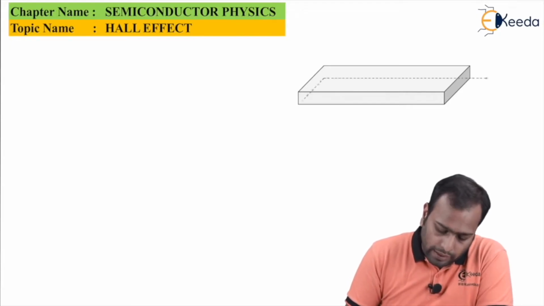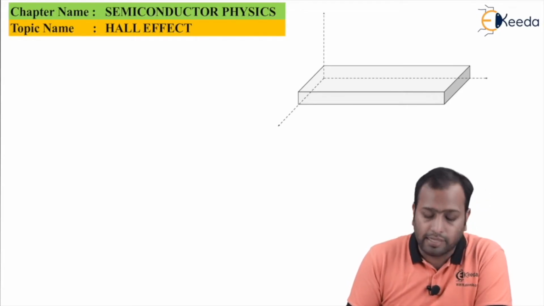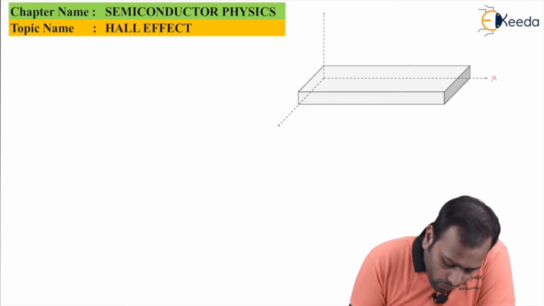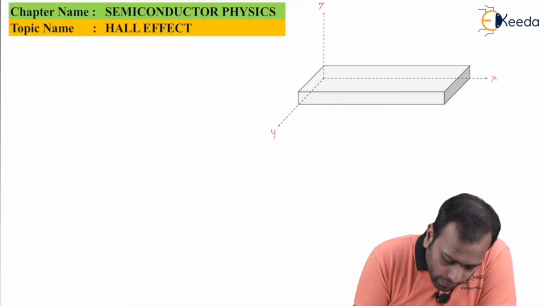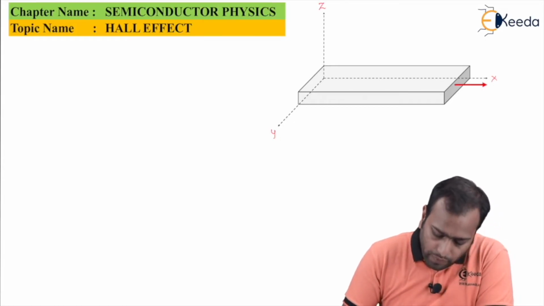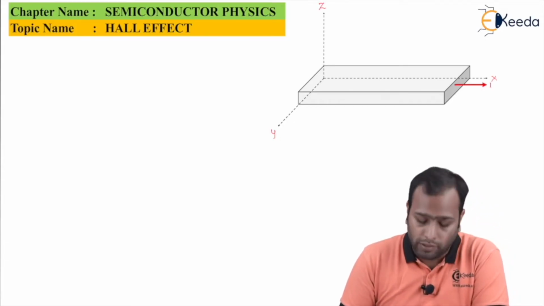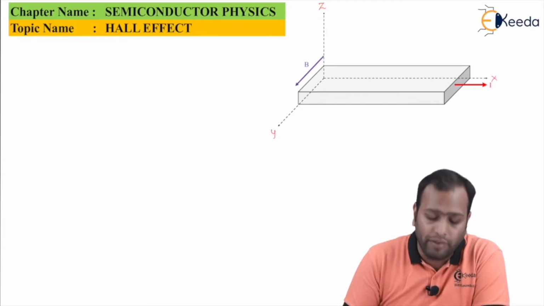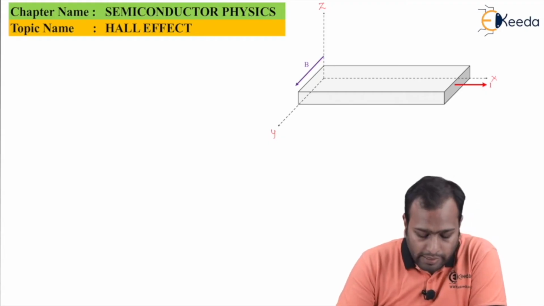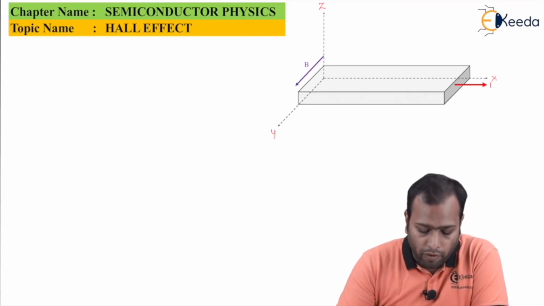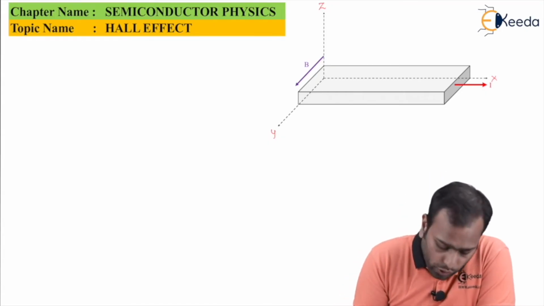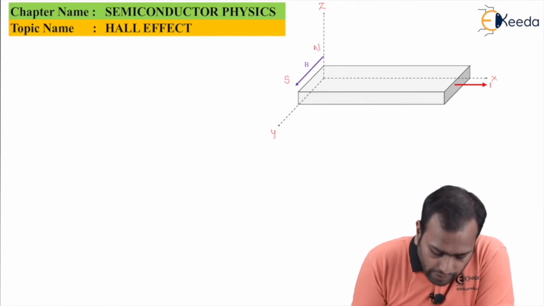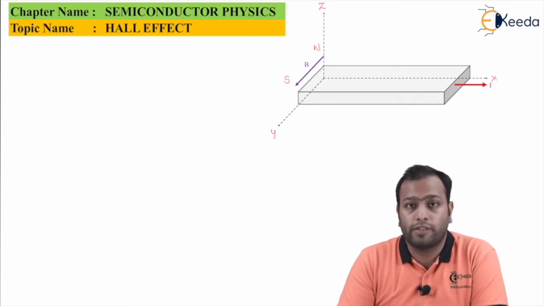Now this is the x-axis, this is the y-axis, and this is the z-axis. We'll label them as x, y, and z. This is the current I which is flowing across the conductor. This is the direction of the magnetic field B. Now you can clearly see it is flowing from inside to outside, so it means there's a north pole somewhere at the back and a south pole somewhere at the front. This is the direction of the magnetic field.